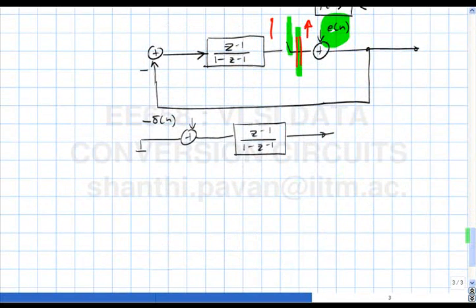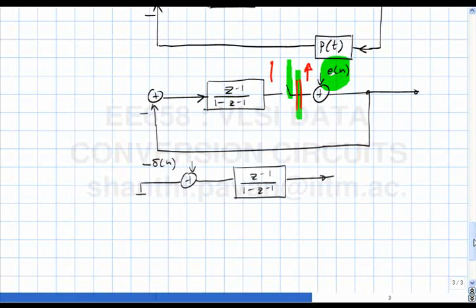Okay. So now you tell me what I will get at the output. Please note that there was a -1 here. Let me just plot. I'll apply delta of n and measure what output comes out, and I'll plot the negative of the output so that I avoid all negative terms. So what is the output of Z inverse by 1 minus Z inverse if I put in an impulse into Z inverse by 1 minus Z inverse?